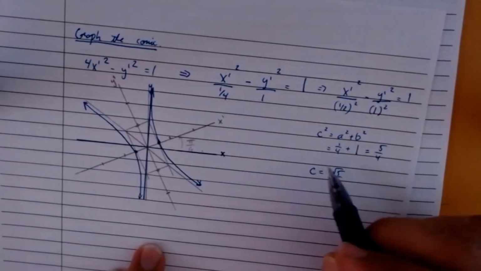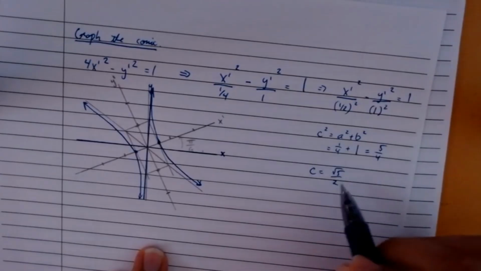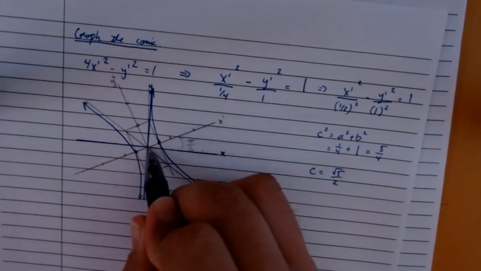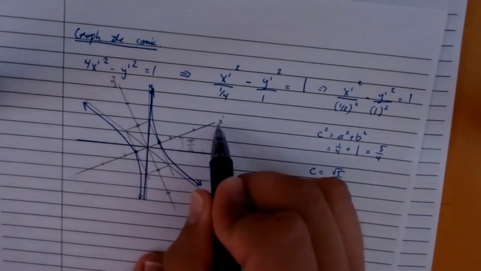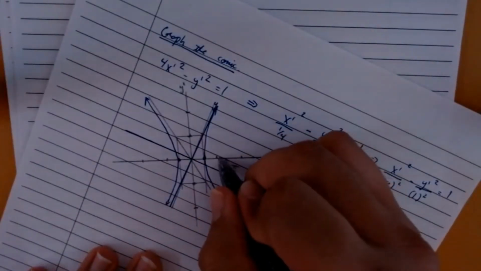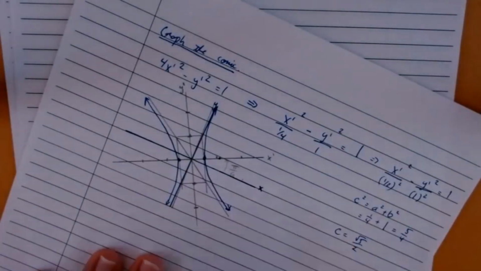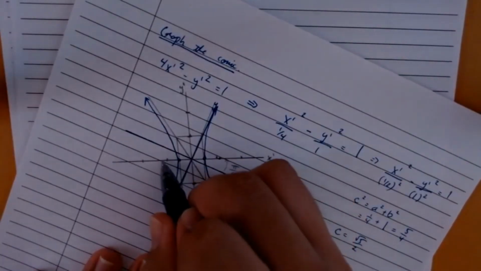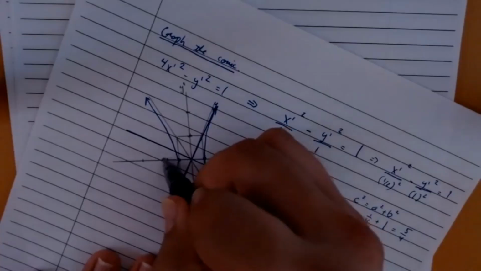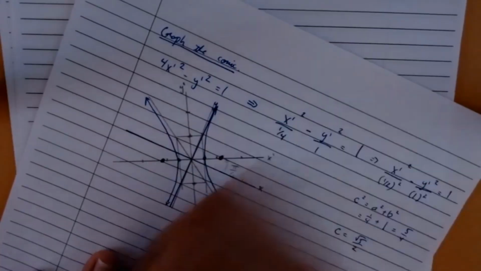Root 5 is about 2.2. So if I cut that in half, that's about 1.1. So our foci will be found along our transverse axis, which is the x prime axis. And we're going to go forward 1 and a little tiny bit past that, about 1.1 in either direction, give or take. So those will be our two foci, our asymptotes, and our graph.